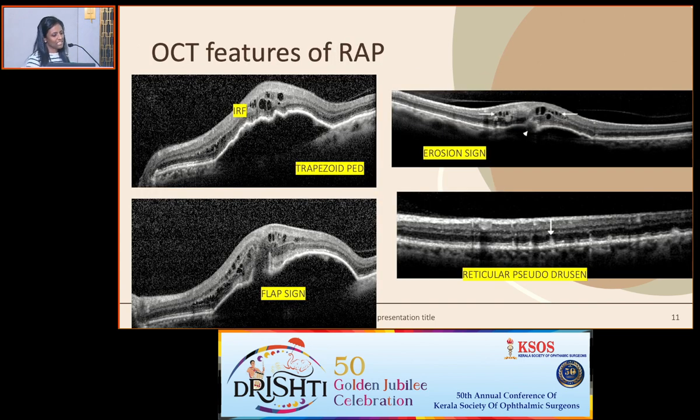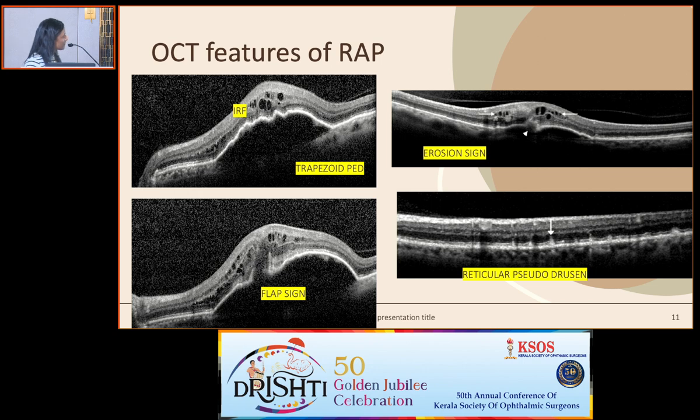And there are certain classic OCT features of RAP: the trapezoid PED, the wrinkling of the pigment epithelial detachment, which is associated with intraretinal fluid, and this is the erosion sign. That is where you trace this pigment epithelial detachment, you can see a portion is eroded, and there will be a hyperreflective material just above this erosion. This is called an erosion sign.